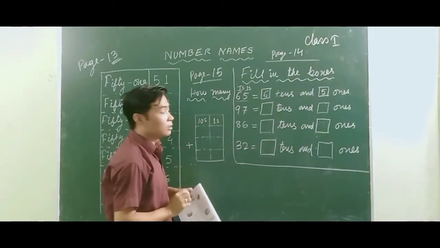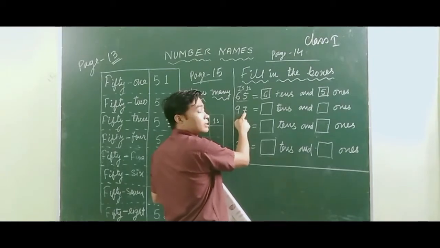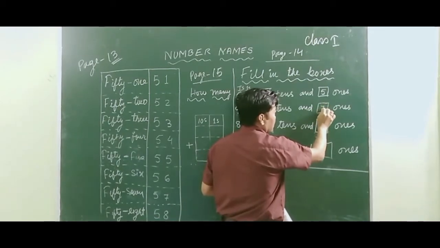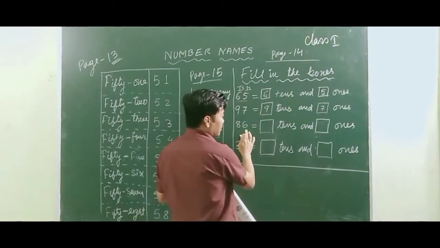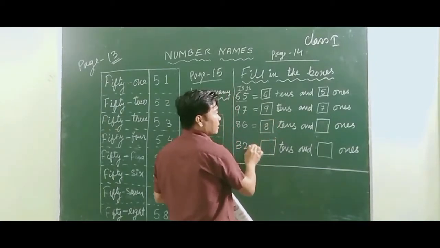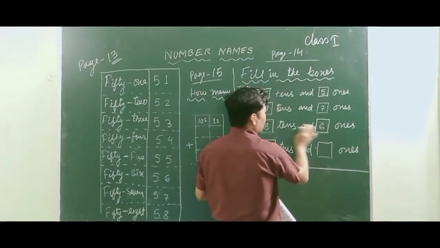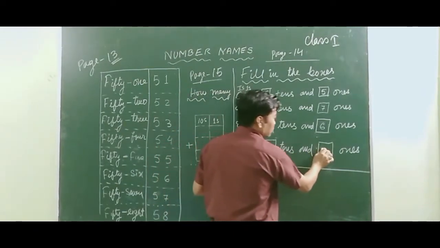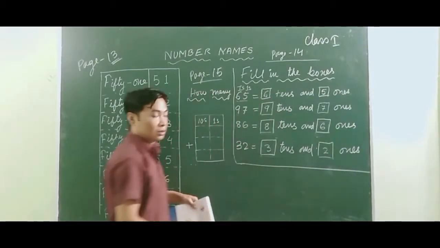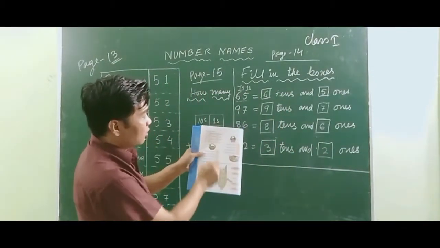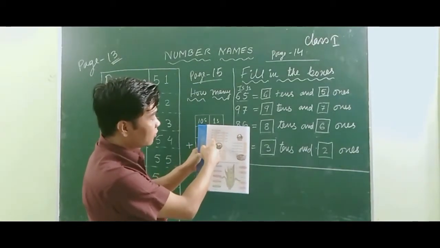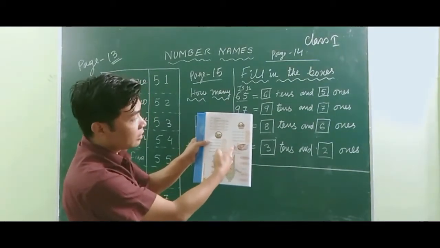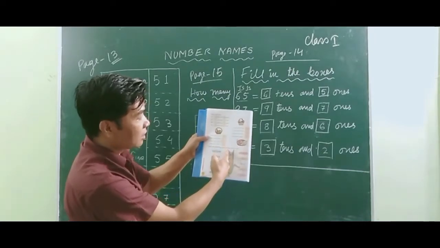In the same way you are going to do it. 97, 9, 7, 97. So 9 is in the tens place. So 9 tens, 7 ones. 8, 6, 86. 8 tens makes 80 and 6 ones, all together 86. 32: 3 tens and 2 ones makes 32. In the same way, one I have done for you. 1, 2, 3, 4, 5. In the same page, just down here you will see a few more.